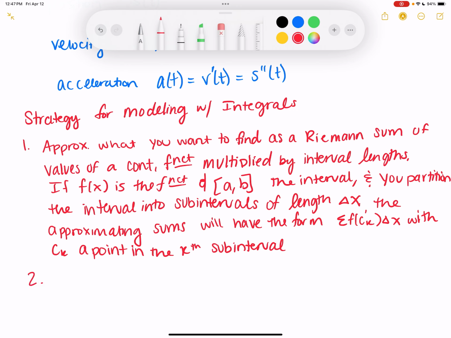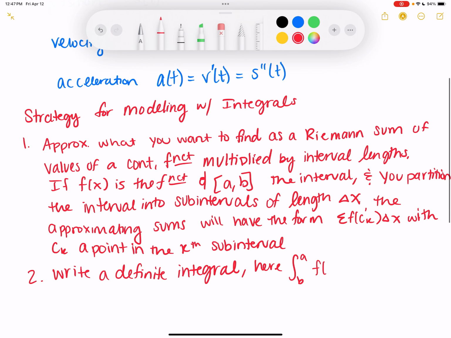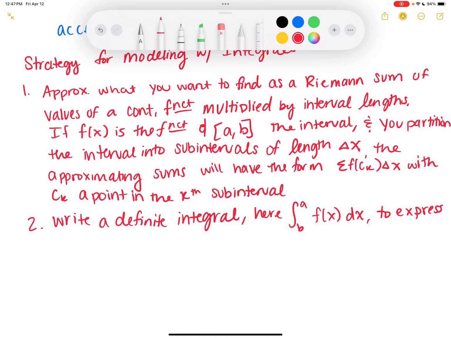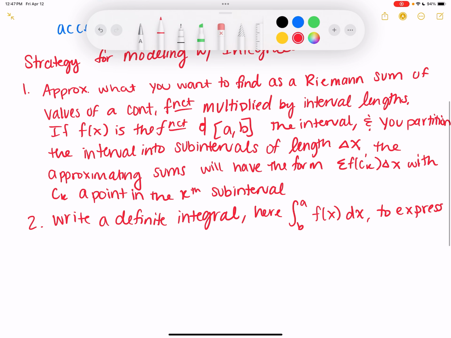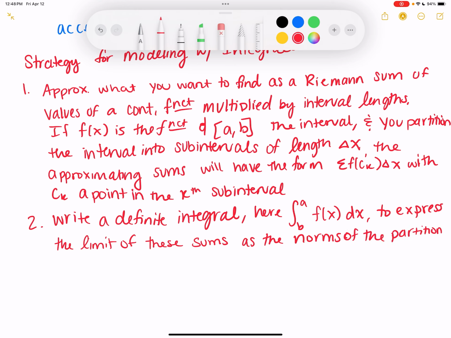Then 2, write a definite integral, here the integral from b to a of f of x dx, to express the limit of these sums as the norms of the partitions go to 0. I feel like that's backwards, but that's what the book says.